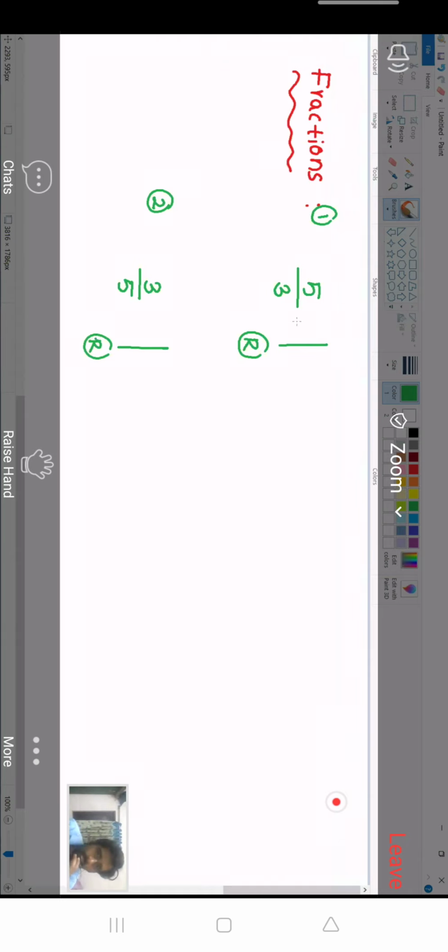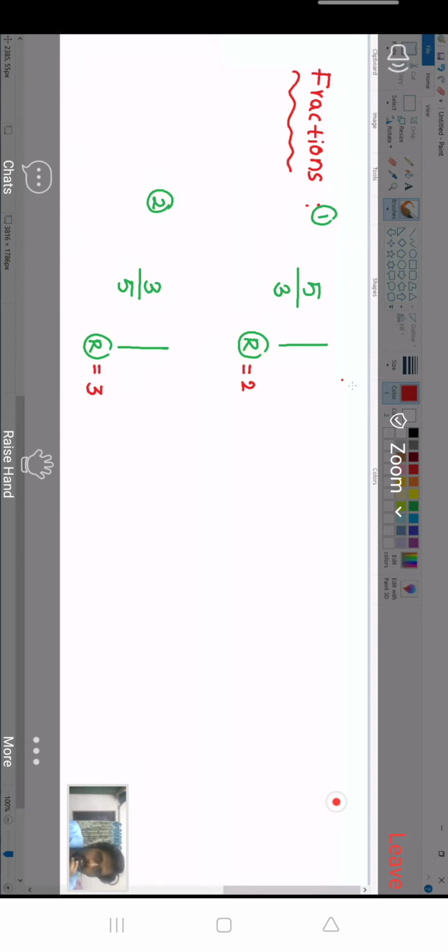In the 2 questions, 5 by 3 remainder is going to be 2. All of you are very comfortable to mark the answer choice. What is 3 by 5 remainder? 3 by 5 remainder is going to be 3 here.